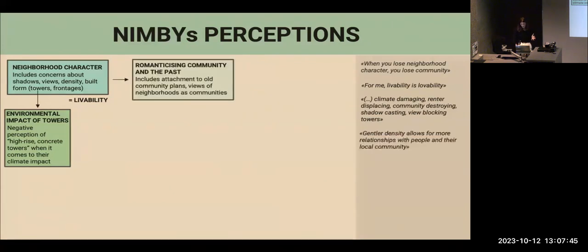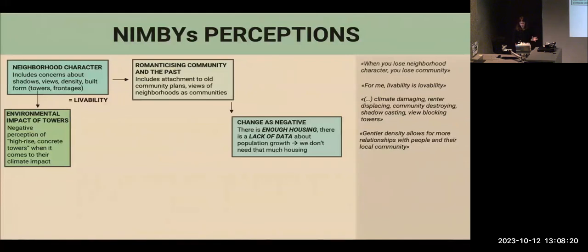The importance of neighborhood character was related to a process of romanticization and idealization of community and the past. It is important to mention that many residents associated with this group were older, and therefore their lived experience of the city was very different from that of other groups. These residents, for instance, took part in old community planning processes and felt like they really contributed to the development of Vancouver, to the development of the city. For this reason, change was considered negatively.